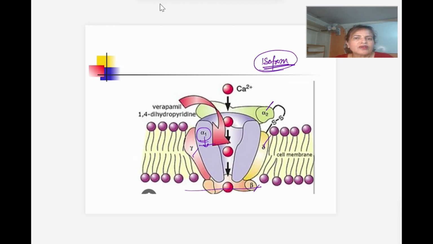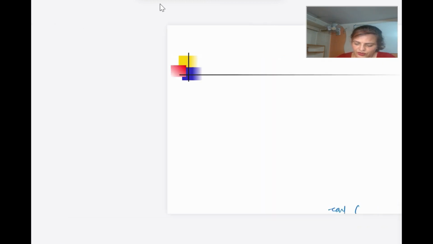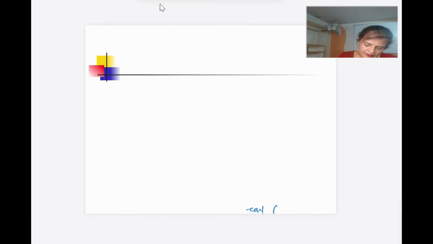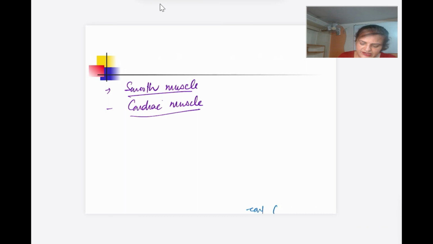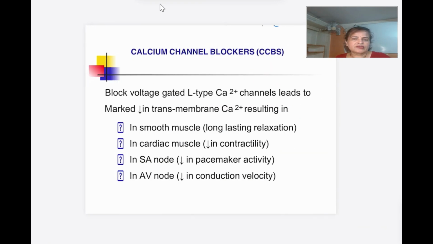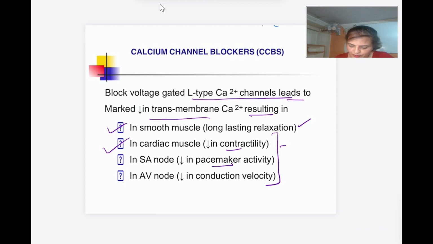So these calcium channel blockers are mainly going to act on smooth muscle and cardiac muscle. These are the two important sites. So mainly they block L type calcium channel in the smooth muscle and in the cardiac muscle. In the smooth muscle, they cause relaxation, whereas in the cardiac muscle they have all the negative inotropic, chronotropic and dromotropic effects.